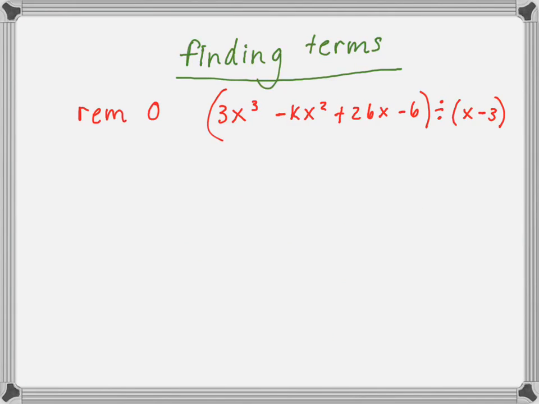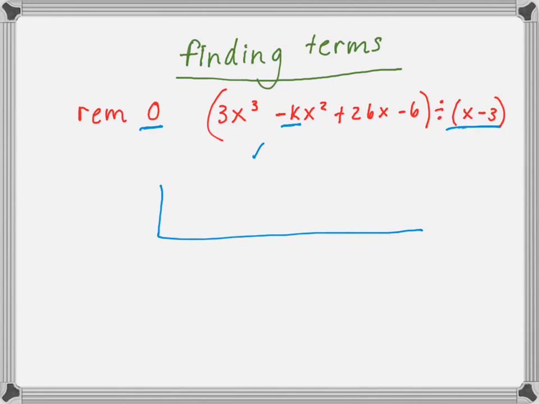Okay, now we're going to work with finding terms. So for example, we have this extra variable k in here. So what happens when we know that there's a certain remainder, and finding the value of k to make sure that this fits perfectly into here. So we're just going to start by setting up our synthetic division.